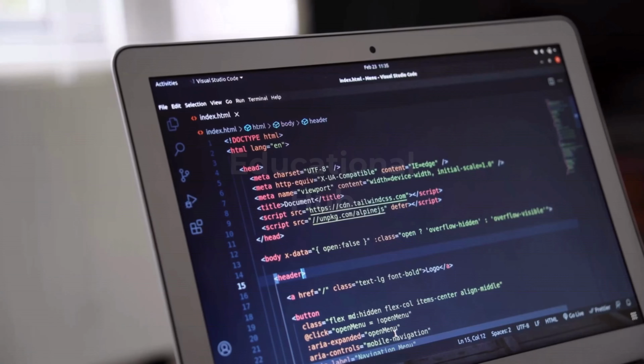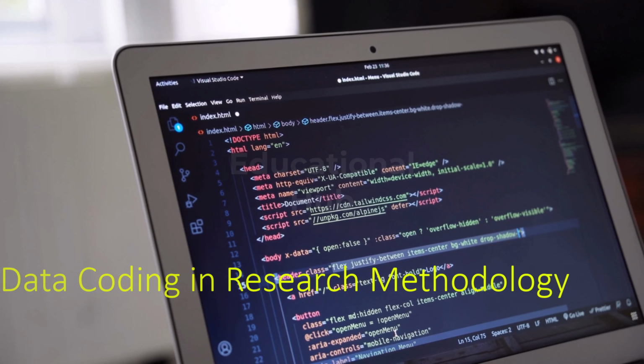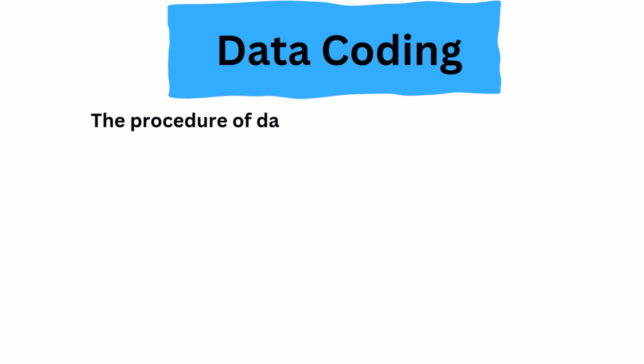The foundation of any scientific inquiry is the research methodology, which offers a structured approach for collecting, arranging, and interpreting data to derive valuable insights. Data coding is a pivotal method in the research journey, aiding researchers in comprehending the gathered information. This video delves into the concept of data coding, its importance, and offers relevant examples to demonstrate its role in research. So, first, what is data coding?